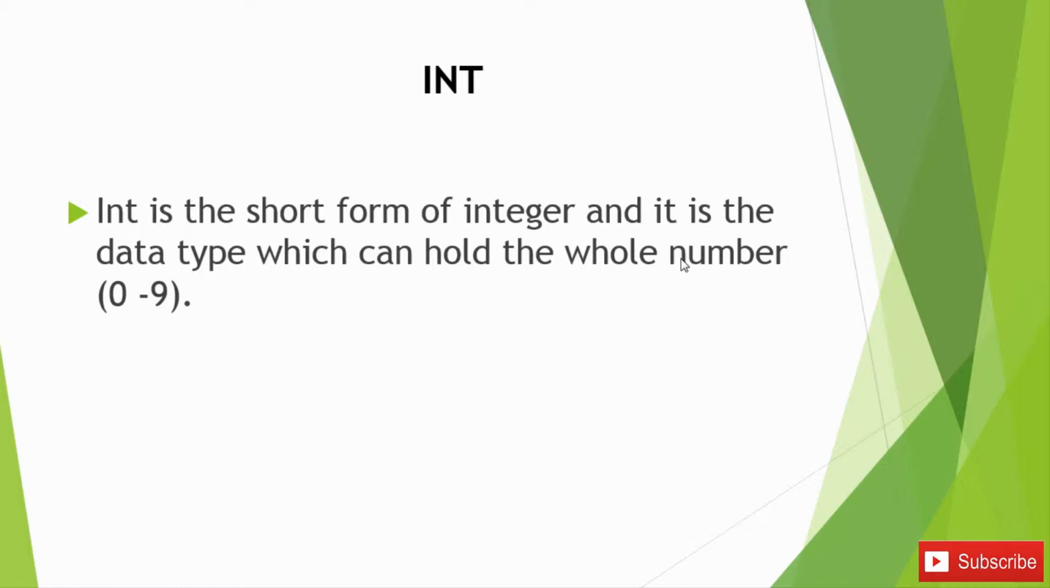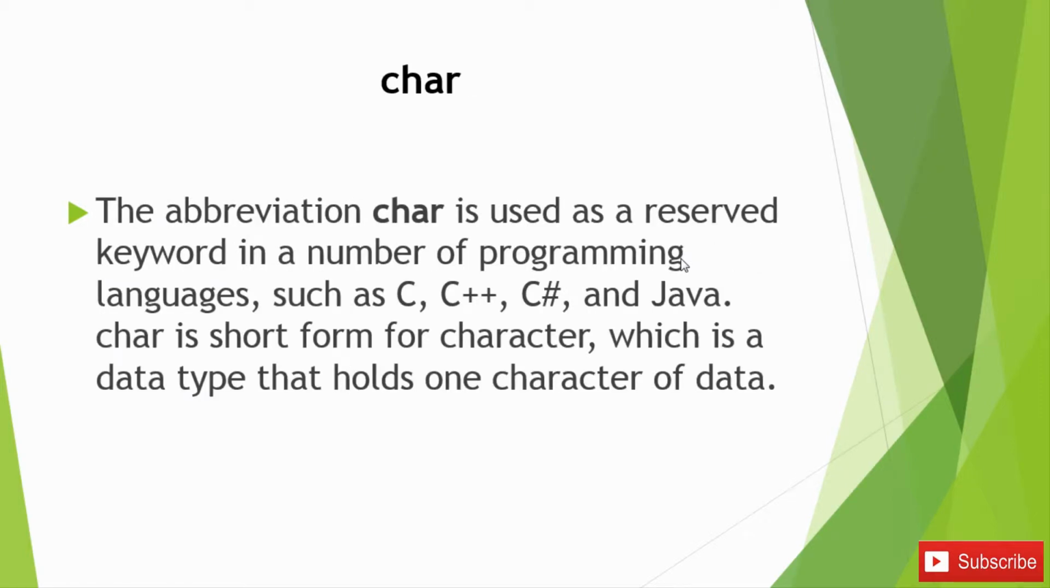After that we have char. The abbreviation char is used as a reserved keyword in a number of programming languages such as C, C++, C#, and Java. Char is short for character, which is a data type that holds one character of data.